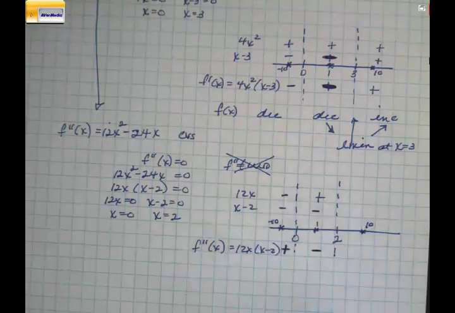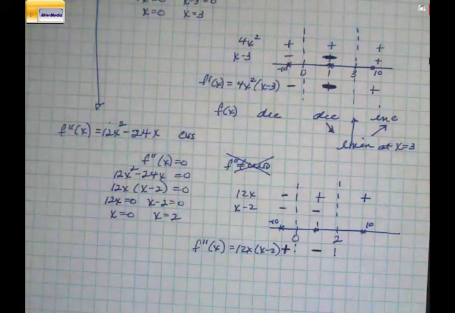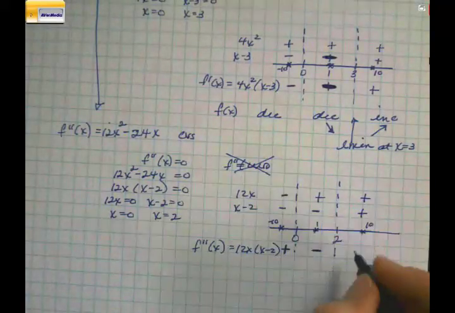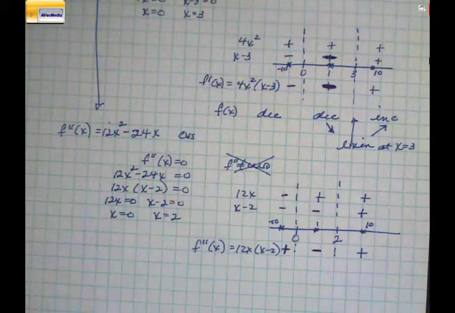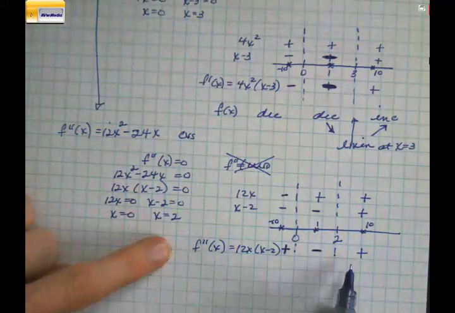Pick another test point, maybe positive 10. 12 times positive 10 is 120, which is positive. And 10 minus 2 is a positive 8, which is positive. And a positive times a positive is a positive. So that's the second derivative's signs.